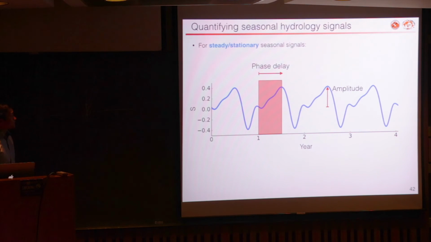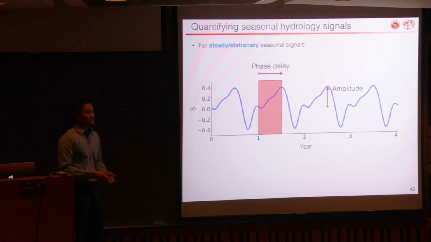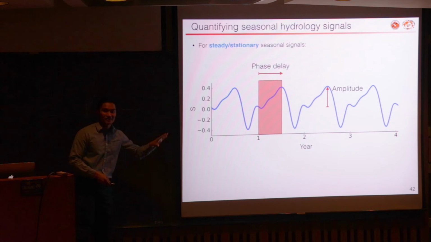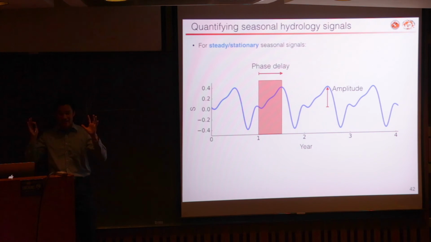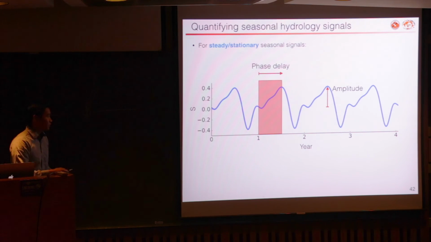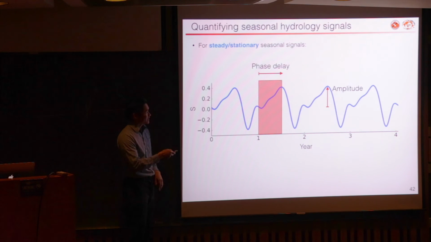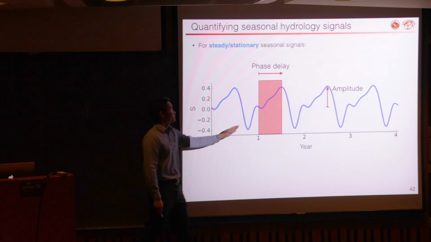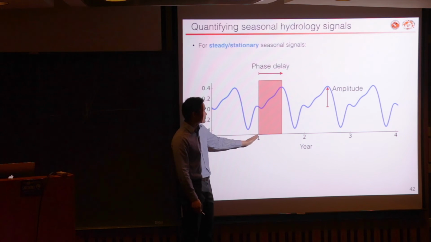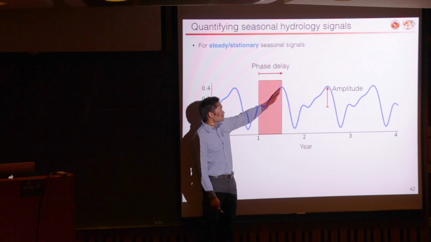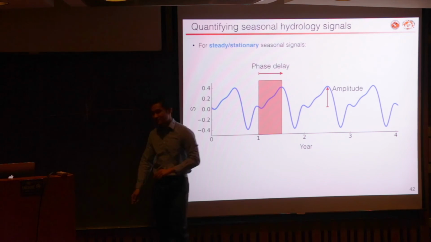So for steady or stationary seasonal signals, by stationary I mean seasonal signals that have a constant amplitude and phase in time, the two main quantities that we're interested in are amplitude and phase. So we have a seasonal signal. It has a certain half amplitude, or peak-to-peak amplitude if you want. And it also has a phase delay, where a phase delay measures the time from the start of the year to the time of peak signal.